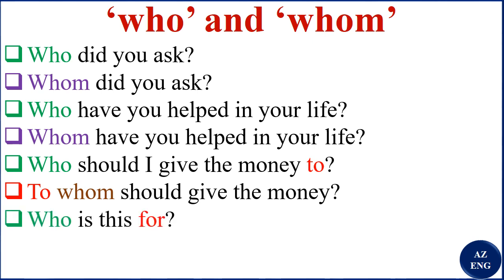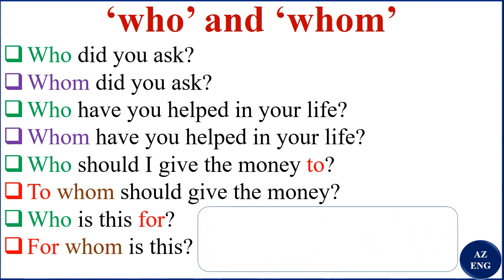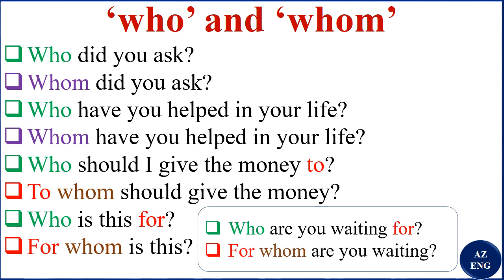Then here too you see, who is this for? For, the last word, is a preposition. I can change the form and make it for whom. For whom is this? Or let's have last two examples. Like you see here, who are you waiting for? For is a preposition, so I can change the form to make it for whom are you waiting?